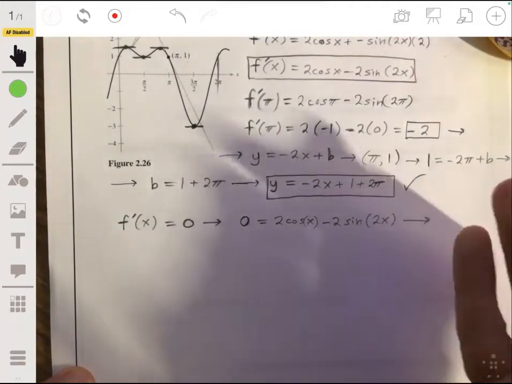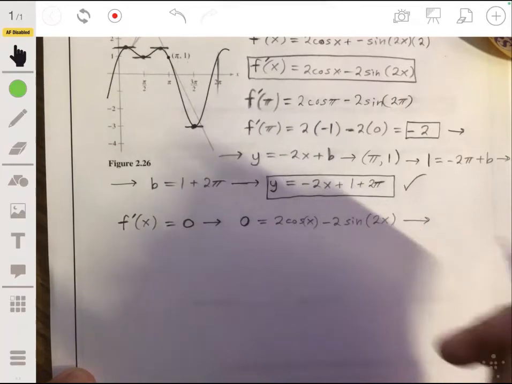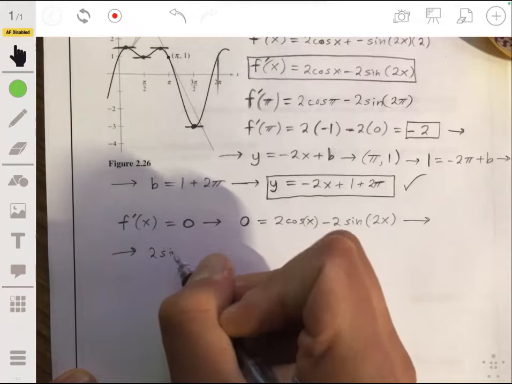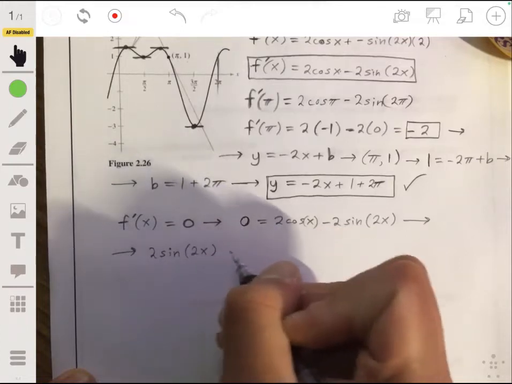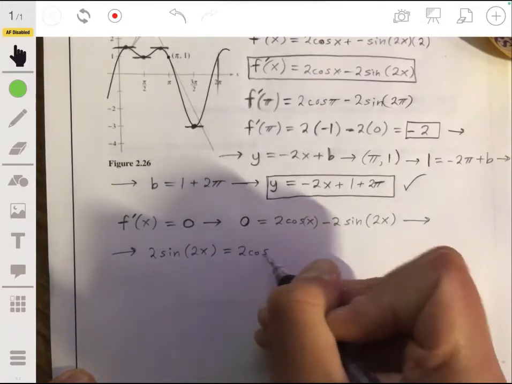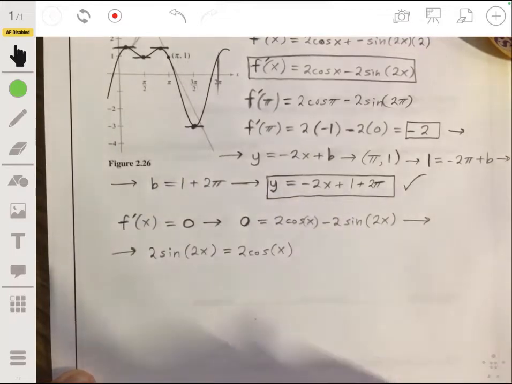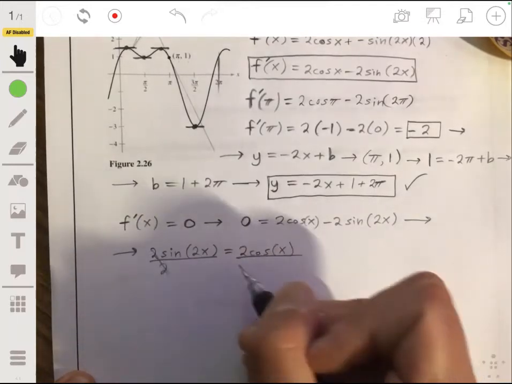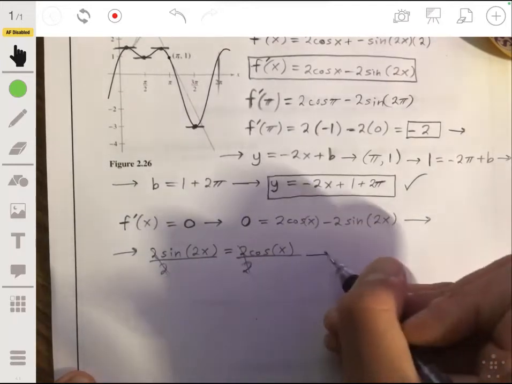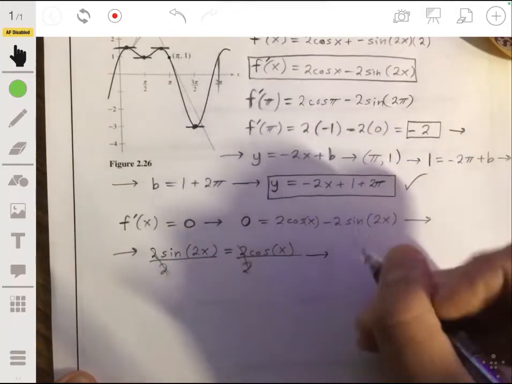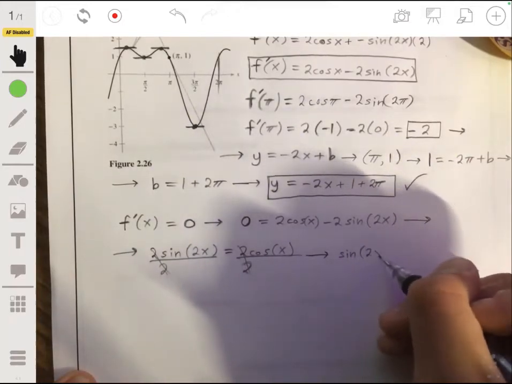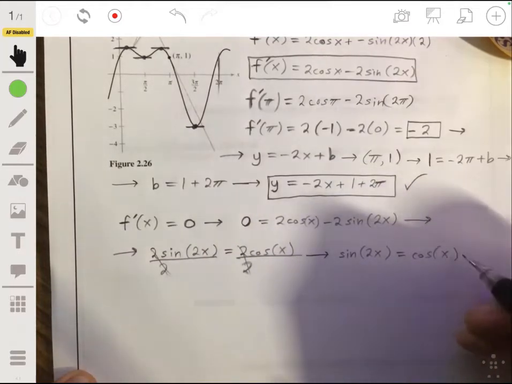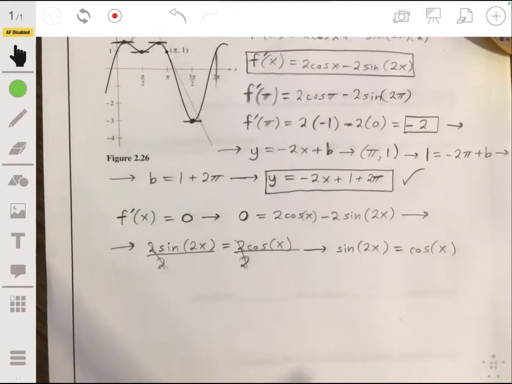So let's add 2 sine of 2x to both sides. So we'll have 2 times the sine of 2x is equal to 2 times the cosine of x. You're going to divide both sides by 2, because then those cancel out. And we'll be left with the sine of 2x is equal to the cosine of x. Now, where do we go from here?